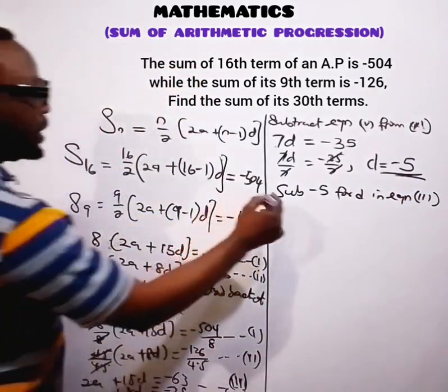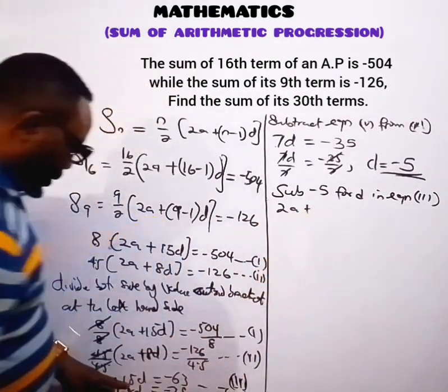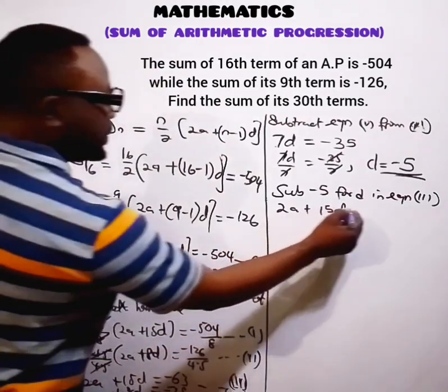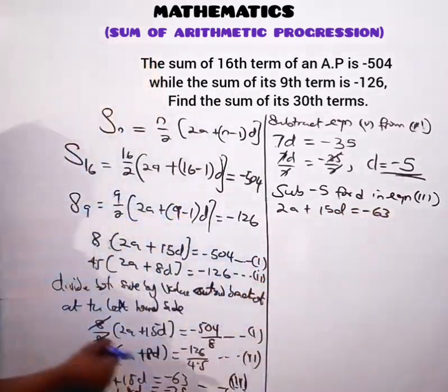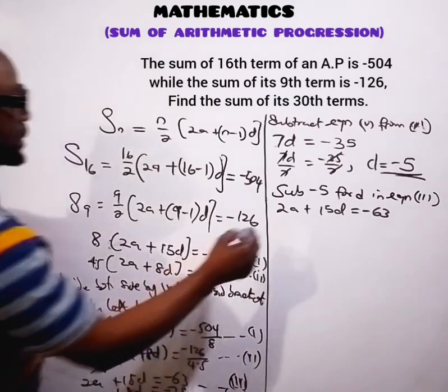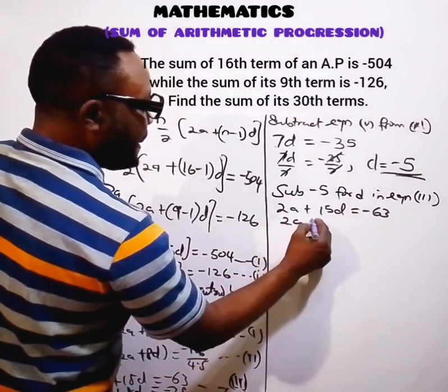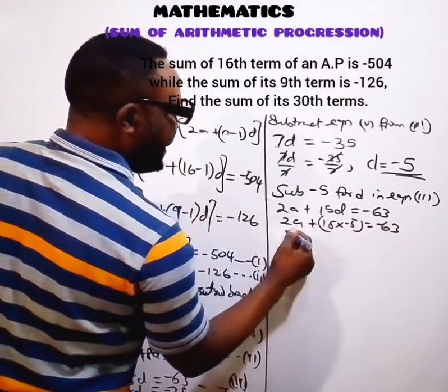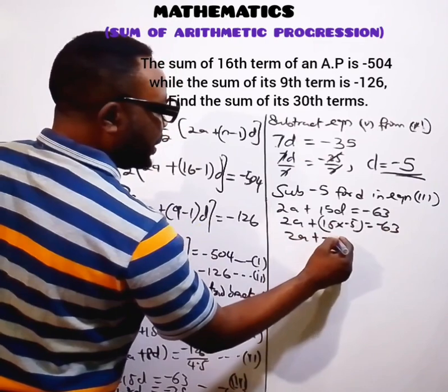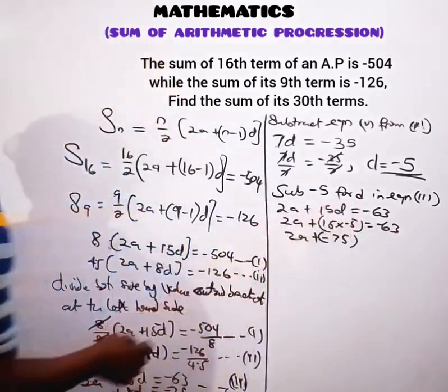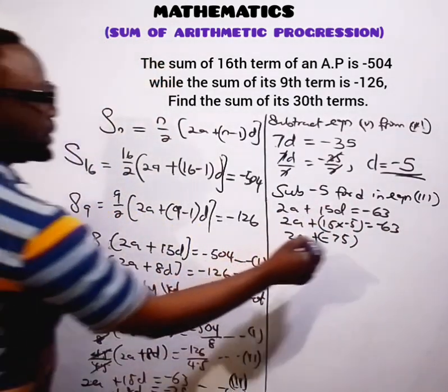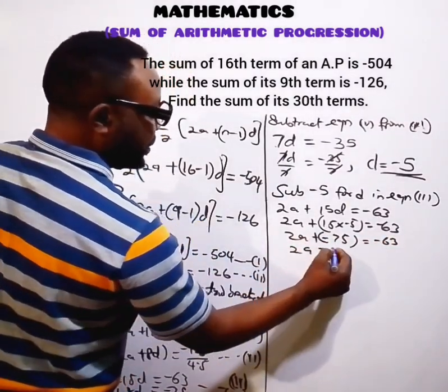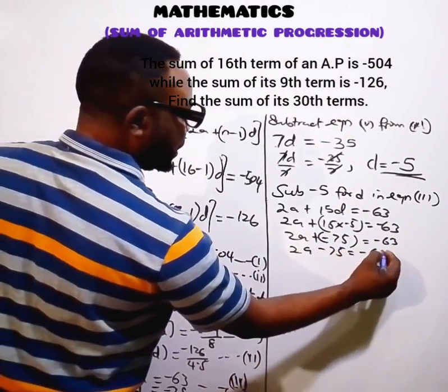Equation 3: 2a plus 15d is equal to minus 63. We are having 2a plus 15 multiplied by minus 5 is equal to minus 63. 2a plus minus 75, because 15 times minus 5 will give us minus 75, is equal to minus 63.